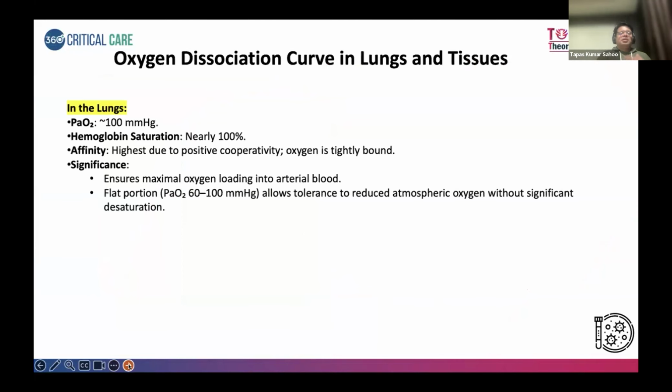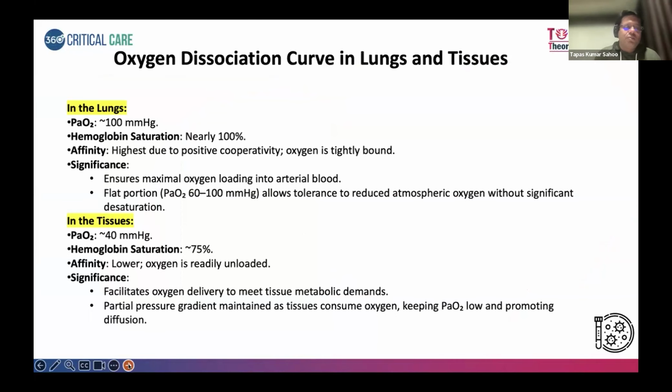Now, in other words, if I explain the same thing again, what happens in the lungs and in the tissues, I have already explained, but you can write it this way also. What happens in the lungs? PaO2 is 100 millimeter mercury. Saturation is around 100%. Affinity is highest due to positive cooperativity. Oxygen is tightly bound to the hemoglobin. The significance is maximal oxygen loading to the arterial blood from the alveolar gas.